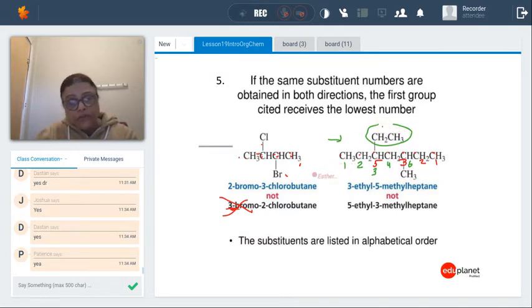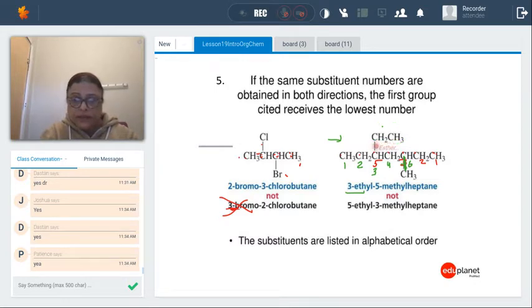Ethyl gets the smallest number. So 3-ethyl, 5-methyl. This is a very special case, just like this.